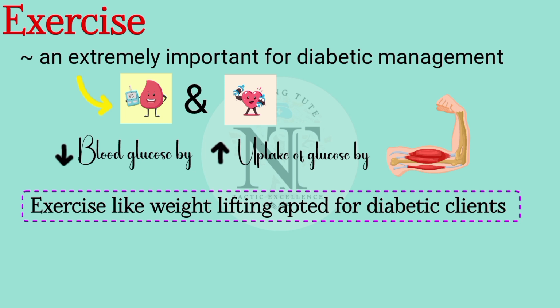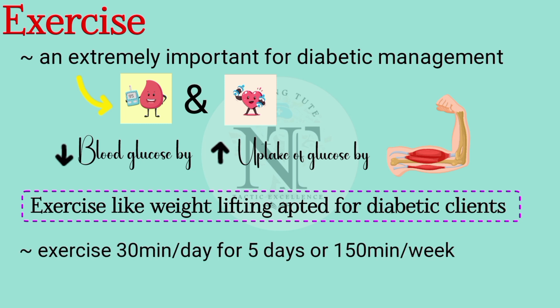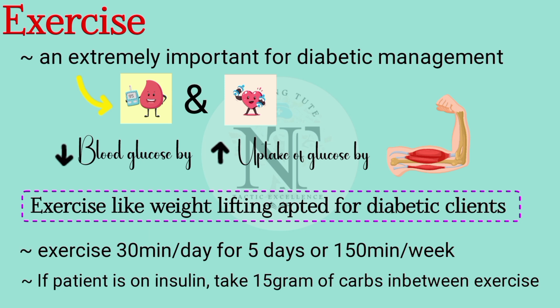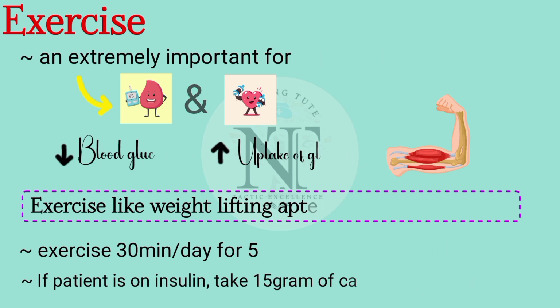A patient should do exercise for 30 minutes per day for 5 days a week, or 150 minutes per week. If a patient is on insulin and doing any prolonged exercise, he should take 15 grams of carbohydrate in between the exercise in order to prevent hypoglycemia.